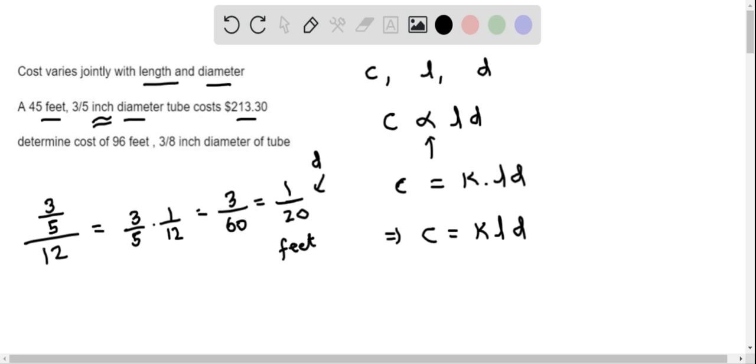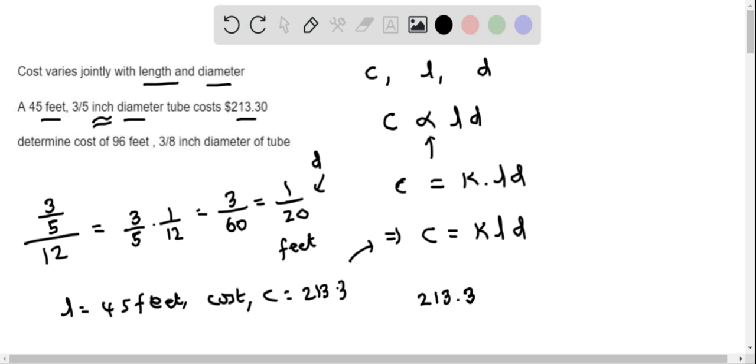And we have been given the length as 45 feet, and the cost is given as C equals $213.3. We can plug these three values into the cost equation to determine the value of K. So let's do that. I replace C by 213.3 equals K times L in feet, which is 45, and diameter is also in feet, which is 1/20.